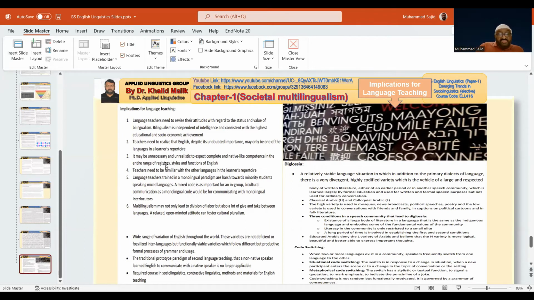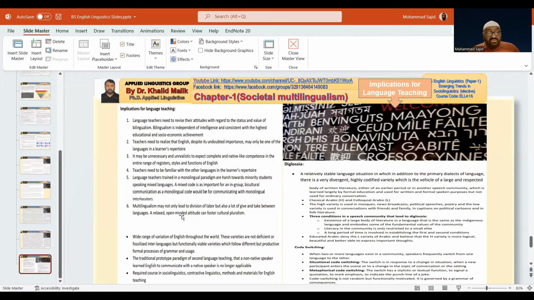It may be unnecessary and unrealistic to expect complete and native-like competence in the entire range of registers, styles and functions of English. Teachers need to be familiar with the other languages in the learner's repertoire. Language teachers trained in a monolingual paradigm are harsh towards minority students speaking mixed languages. A mixed code is important for in-group bicultural communication, just as a monolingual code would be for communicating with monolingual interlocutors.